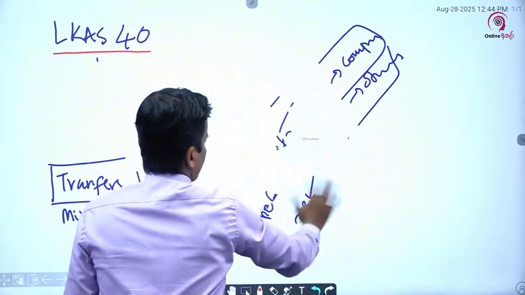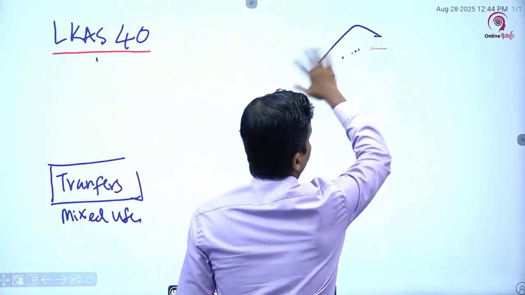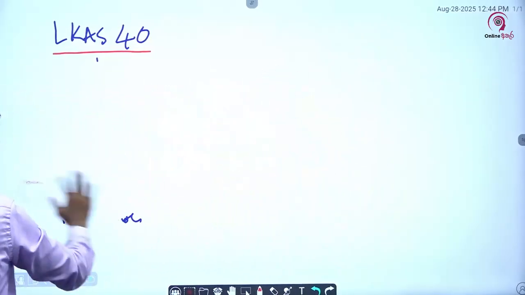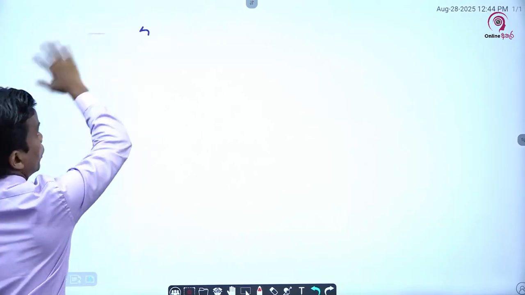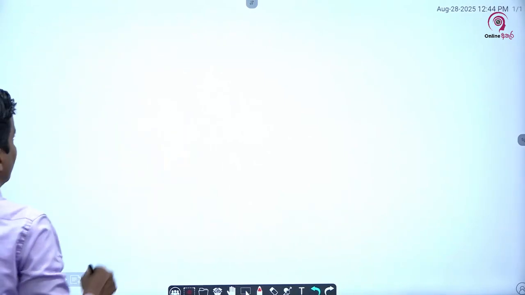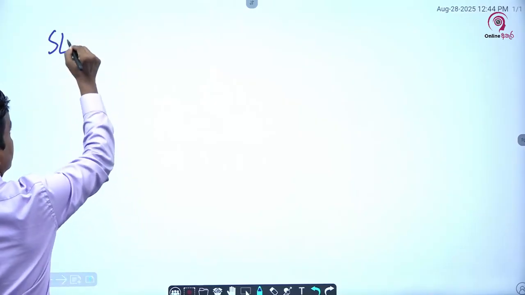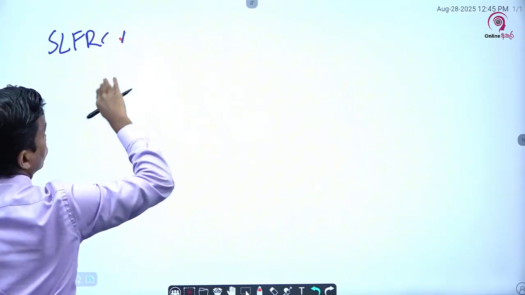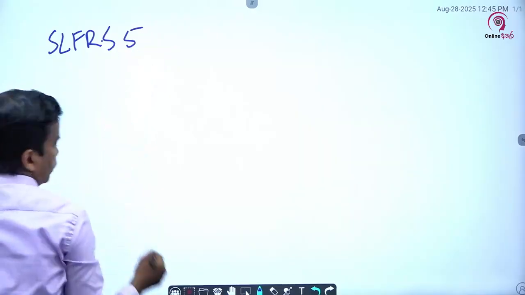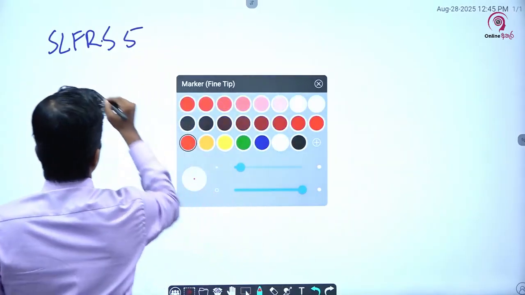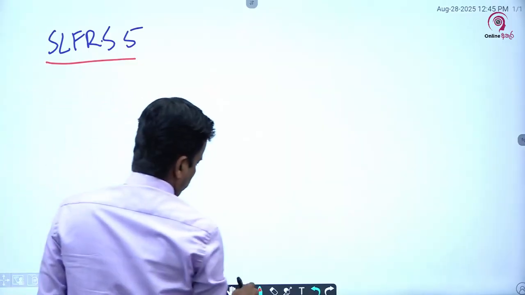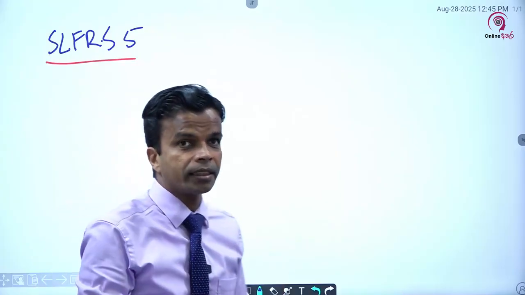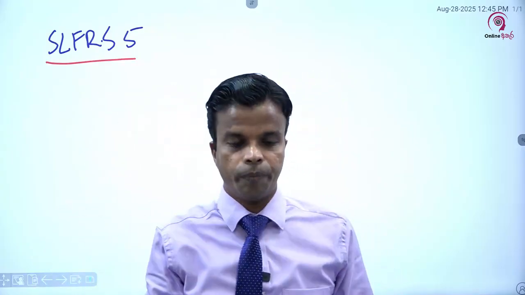So with that, we are done with LKAS 40. Before moving to impairment standards, let's look at the other category of assets that is discussed under SLFRS 5. SLFRS 5 is all about non-current assets held for sale and discontinued operations.